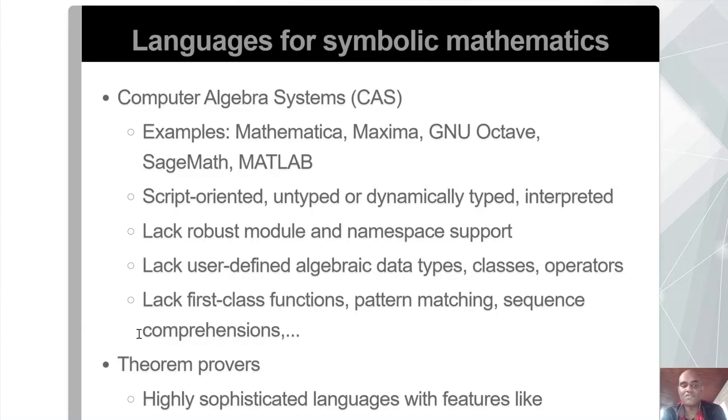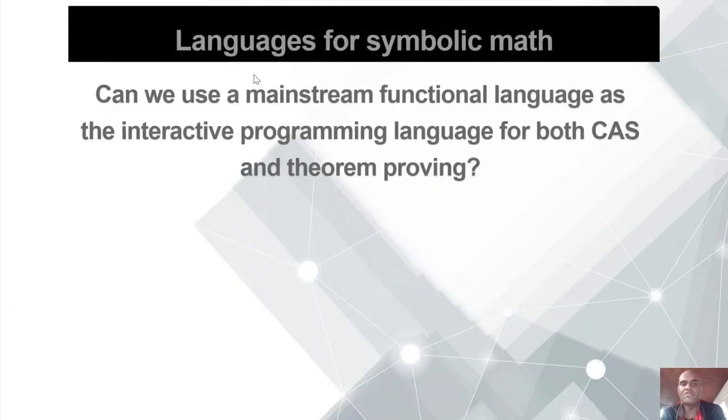We can contrast this with theorem provers. Theorem prover languages tend to be really sophisticated and they have features like dependent types, but they tend to have a relatively small developer community and relatively limited commercial adoption compared to more mainstream languages like F#, OCaml, Haskell. So the basic research question that Sylvester tries to answer is, can we use a mainstream functional language like F# as the interactive programming language for both a computer algebra system and a theorem prover?